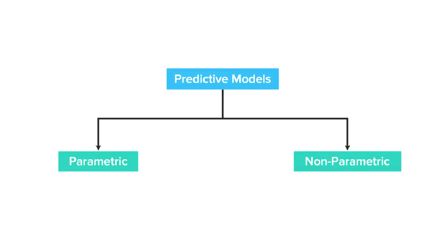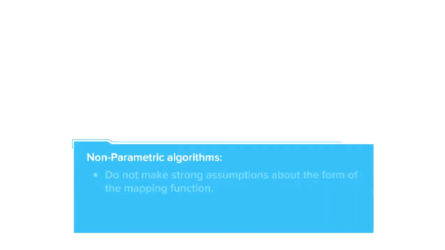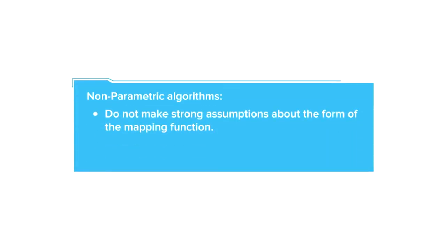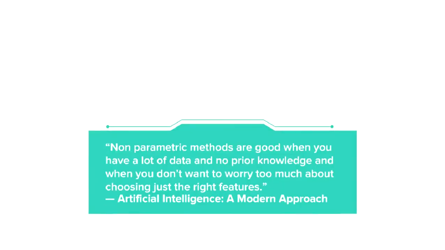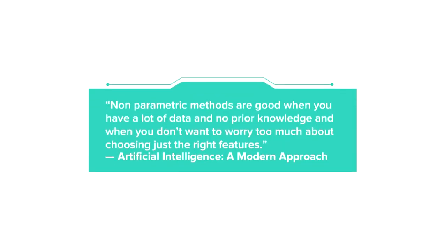Now, let's look at the other predictive model, that is non-parametric algorithms. Algorithms that do not make strong assumptions about the form of the mapping function are called non-parametric machine learning algorithms. By not making assumptions, they are free to learn any functional form from the data. Again, I will resort to the definition given in the book we just discussed, Artificial Intelligence: A Modern Approach.